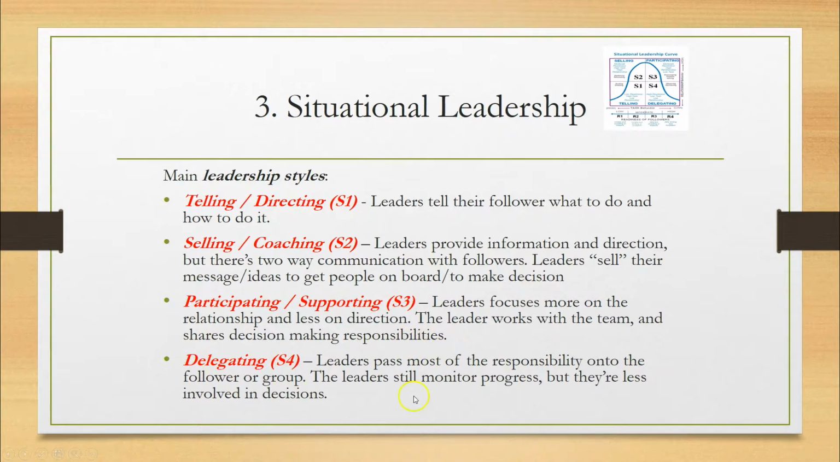Okay, lastly, your very easy group of employees, they are able, competent, willing, confident. Just pass on your responsibility to them. So what does the leader do? You just monitor their progress. Alright, make sure that everything's going according to plan. But as a leader, you can sit back a little bit and make less decisions.